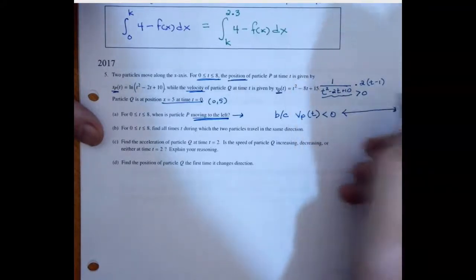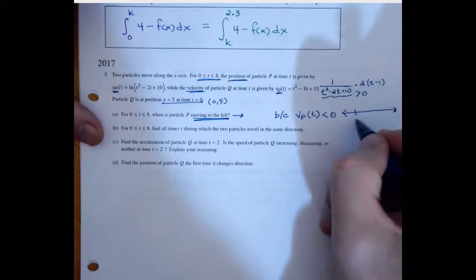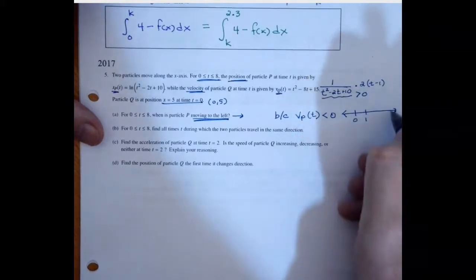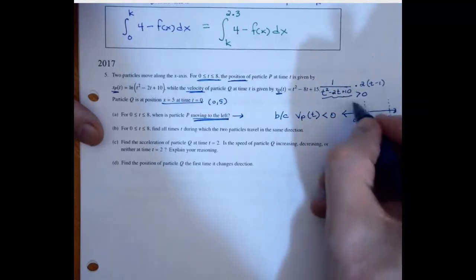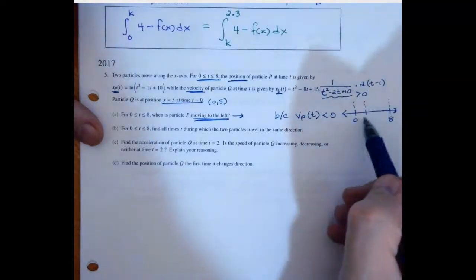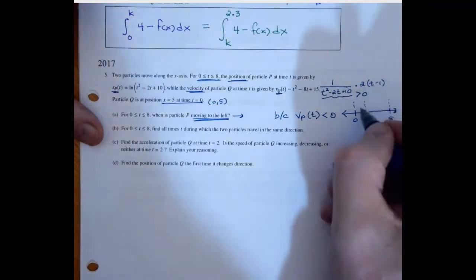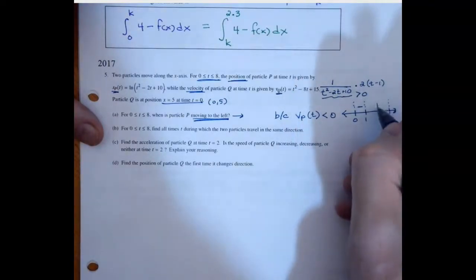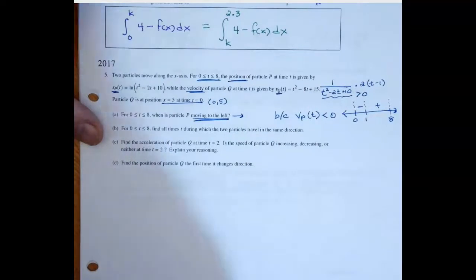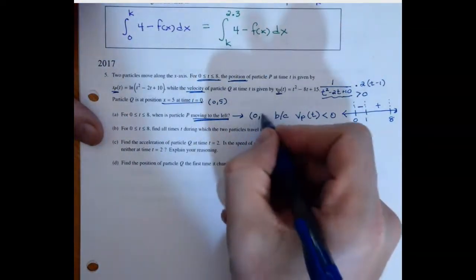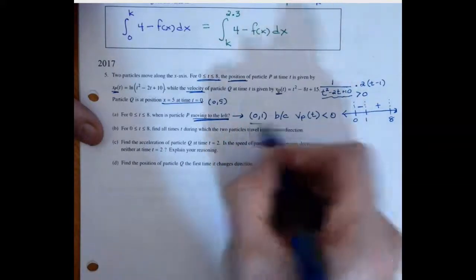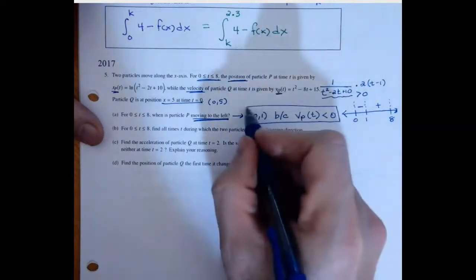So if we look at that part, we have 0, we have 1, and we're going up to 8. If we plug a 1/2 in there, that's going to be negative, and all this is going to be positive. So that is moving to the left from 0 to 1 because the velocity is negative.